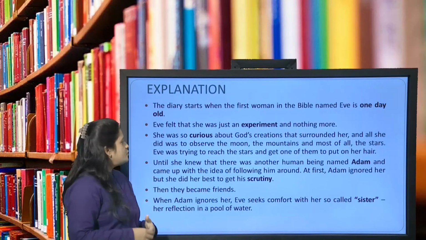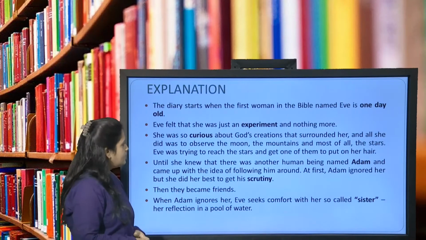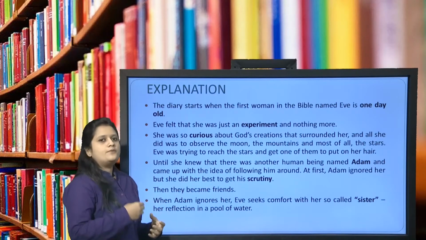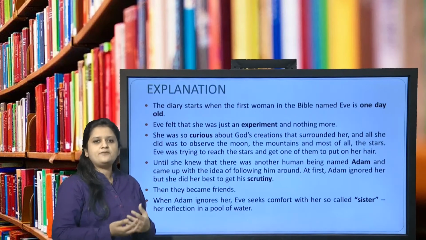Side by side, she was so curious about God's creations that surrounded her in the Garden of Eden, and all she did was to observe the moon, the mountains, the stars, and be fascinated by them.